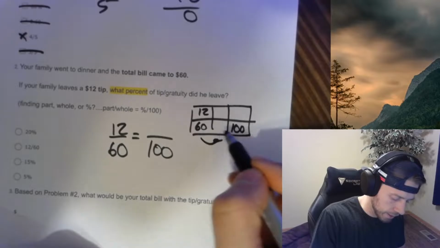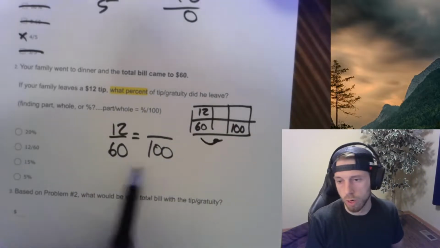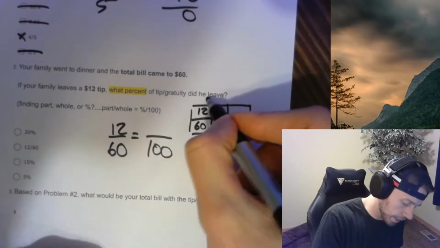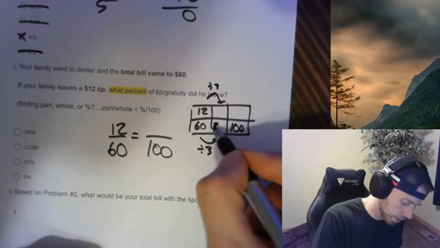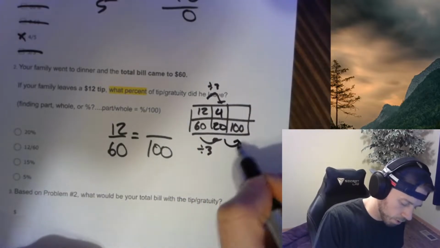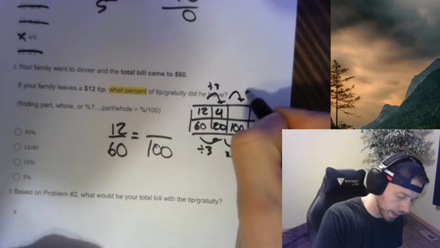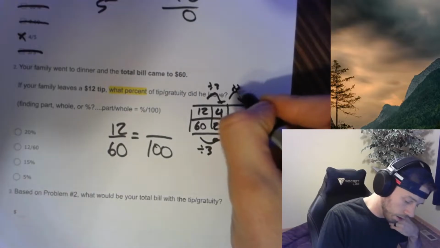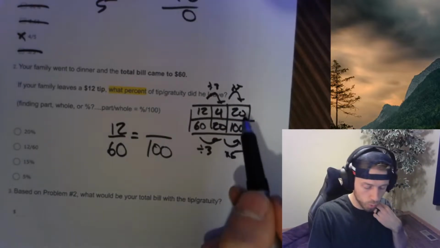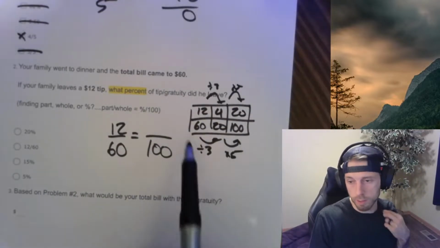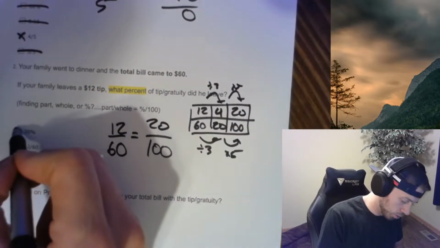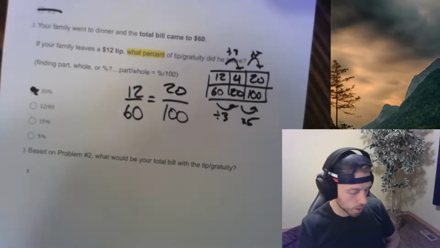And if we take 60 and get it to something, because we can't get 60 to 100 in one step of multiplication, but we can if we divide it down by 3 to get it to 20, and then multiply it up by 5 to get it to 100, and create an equivalent ratio here, and find out that 20 over 100 is equivalent to 12 over 60. So this would actually be our percentage right here. It would be 20% tip, which is a good tip.